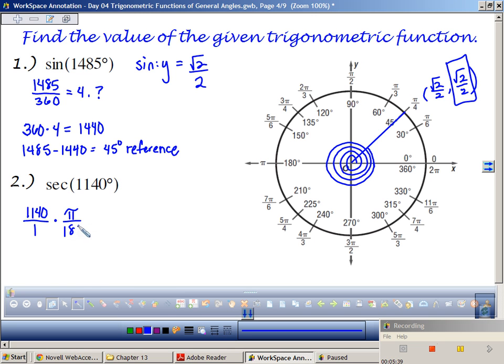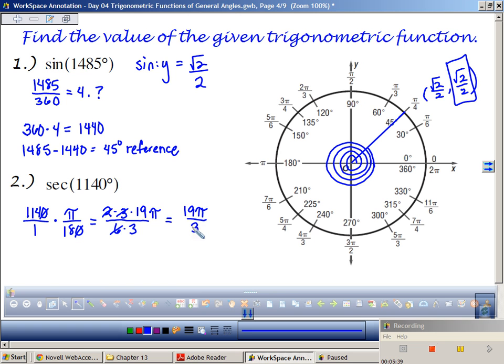Pi over 180. My 10s cancel, and I'm left with 114. Well, 2 times 114 is 57, and 57 is 3 times 19 over 6 times 3. 2 times 3 is 6, so that cancels that 6. Can't forget my pi. So I'm left with 19 pi over 3.